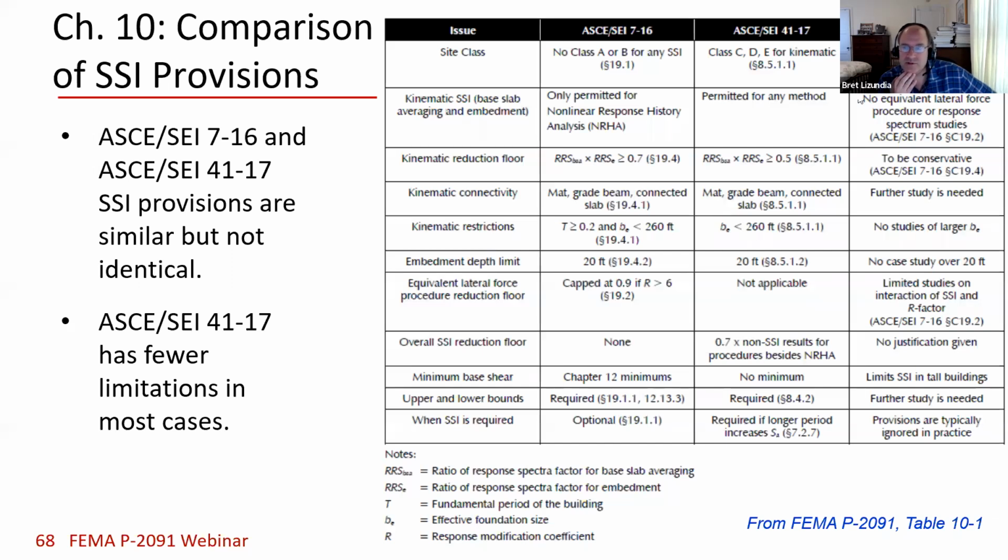That big issue I was pointing out about when you can use base slab averaging and embedment is summarized here, and there's a difference between the two. These floors, how things need to be connected, what the restrictions are in some situations. Sometimes they're identical, sometimes they're not. So you've got to be careful. If you're in a retrofit and you're using ASCE 41, that's what's permitted by the authority having jurisdiction, then you're in one kind of realm. If you're a new building and you're using ASCE 7, then you've got a different set of requirements.